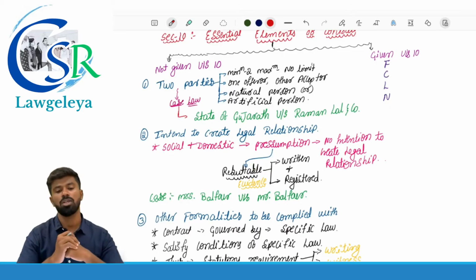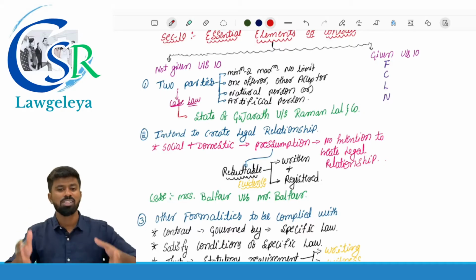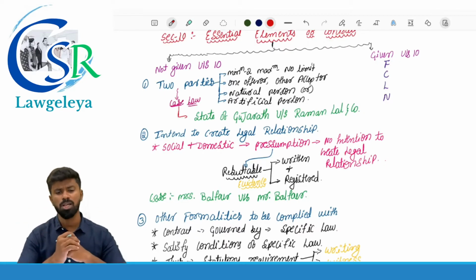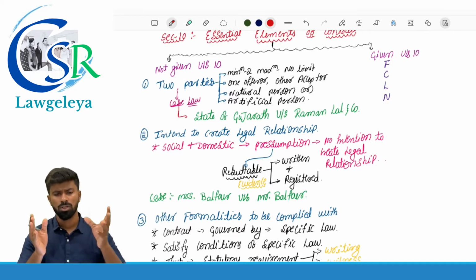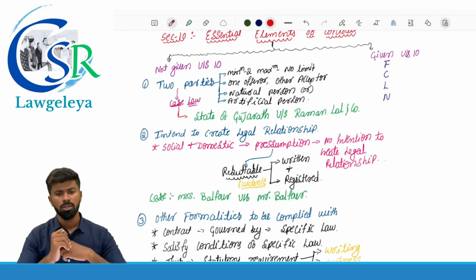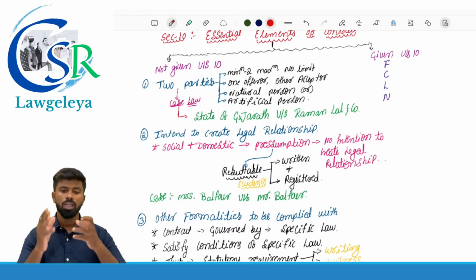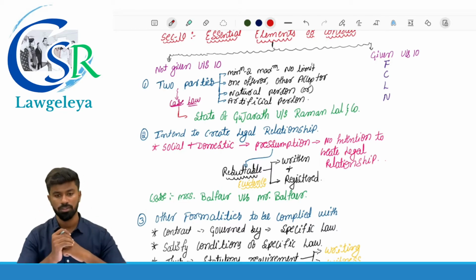For this, we have a case study called Mrs. Balfour versus Mr. Balfour. Who filed a case here? Mrs. Balfour, against whom? Mr. Balfour. A wife filed a case against the husband. What happened in this case, sir? Mr. Balfour was a civil engineer in a city called Ceylon. Happy life with a small family. He got some holidays. So on a vacation, he went to England along with his wife, Mrs. Balfour.